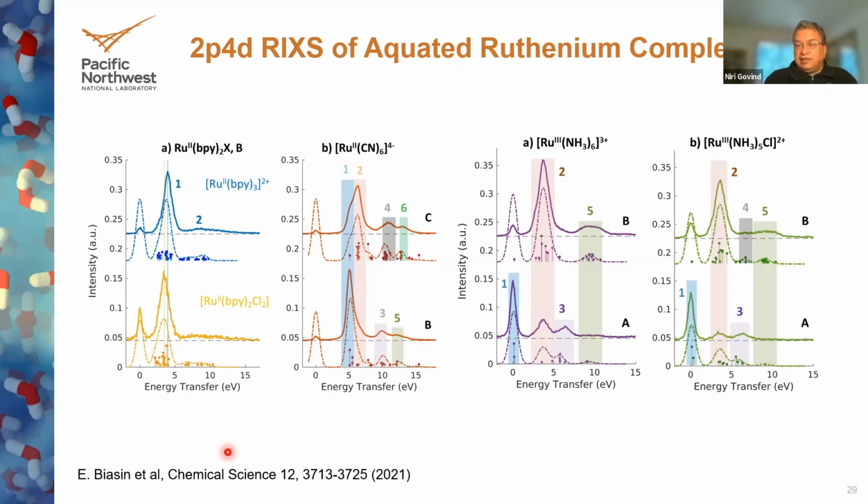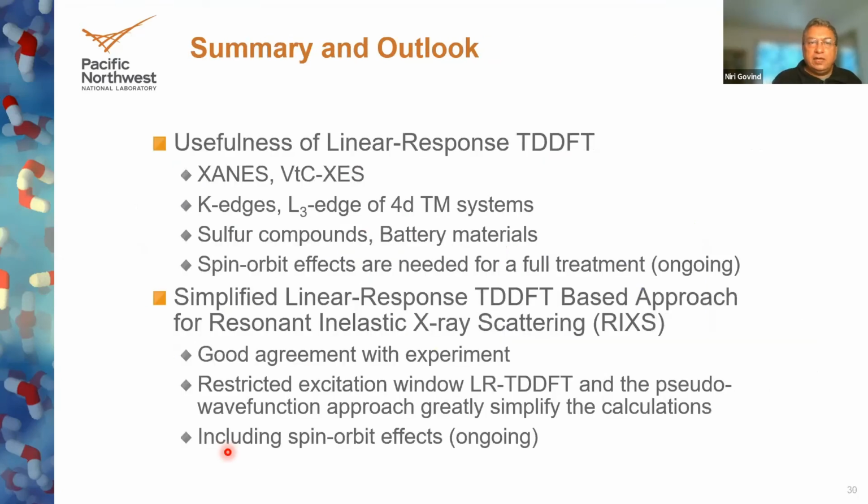So the point is, we may be missing some physics with this approach, but it's giving us enough to interpret the experiment, and I would call it a pragmatic approach. It's not perfect, but it's still very useful. So in summary, I've shown you the linear response TDDFT approach, an almost black box type approach that we've got in NWChem that allows you to look at both XANES as well as the valence-to-core. And I've illustrated those implementations with a bunch of applications.